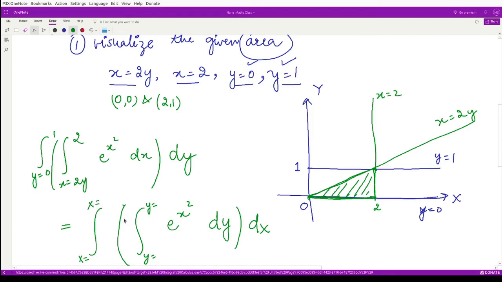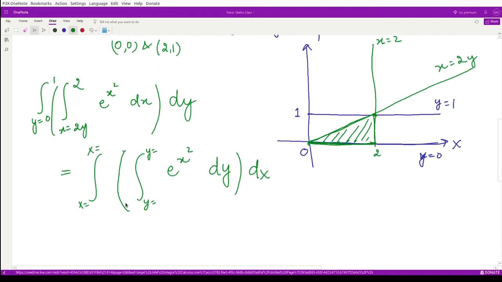So let us now determine what are the limits of x here. So for that, what we are to do, we are to draw a vertical line here such that y has variable limits here because this vertical direction represents the changing value of y.